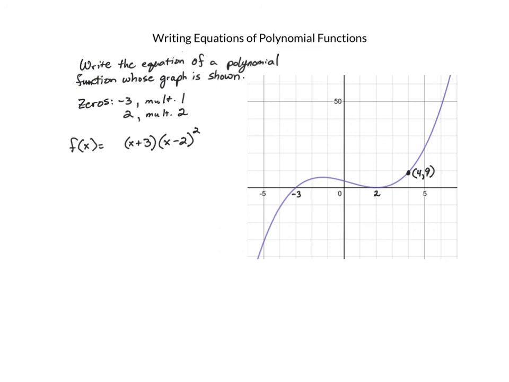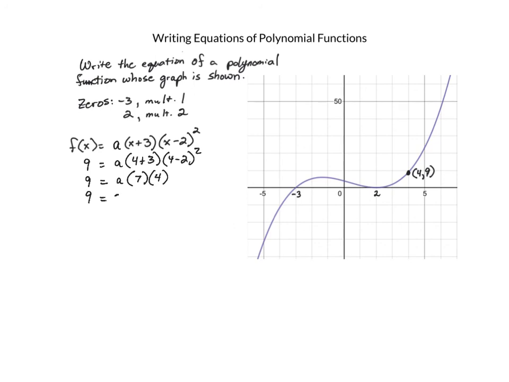But we don't know what this constant must be in order for the graph to go through (4, 9). So let's figure it out. Let's put 9 in for f of x, and we'll put in 4 for x. So we have a 4 plus 3, and we have a 4 minus 2 squared. So I have 9 equals a times 7 times 4.